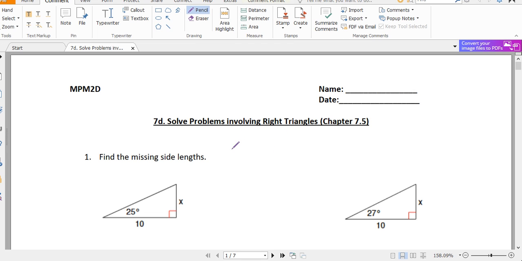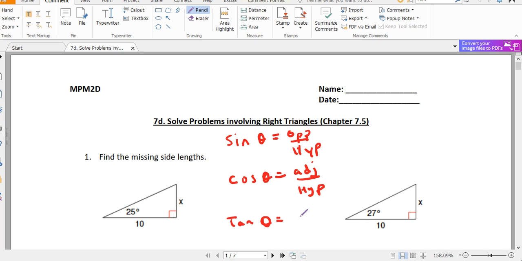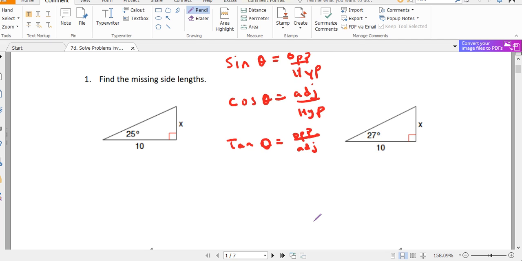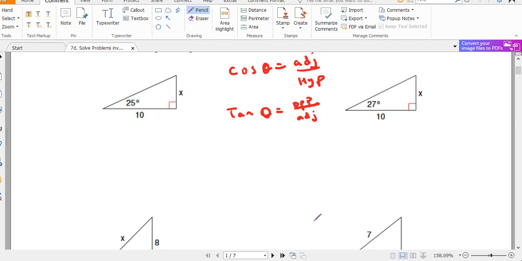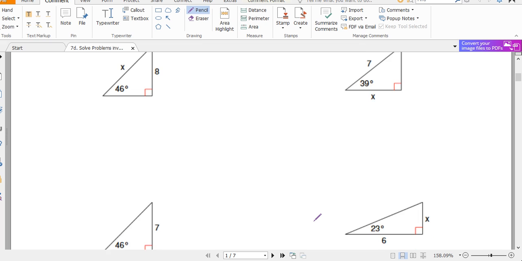So yes, we will be using SOHCAHTOA once again. Sine of theta equals opposite over hypotenuse, so you should have this drilled in your head by now. Cos of theta is equal to adjacent over hypotenuse, SOH, CAH, TOA, tan of theta should equal opposite over adjacent. Okay? I'm not going to go through one of these questions because that's what the last worksheet was about, and there were a lot of those questions.